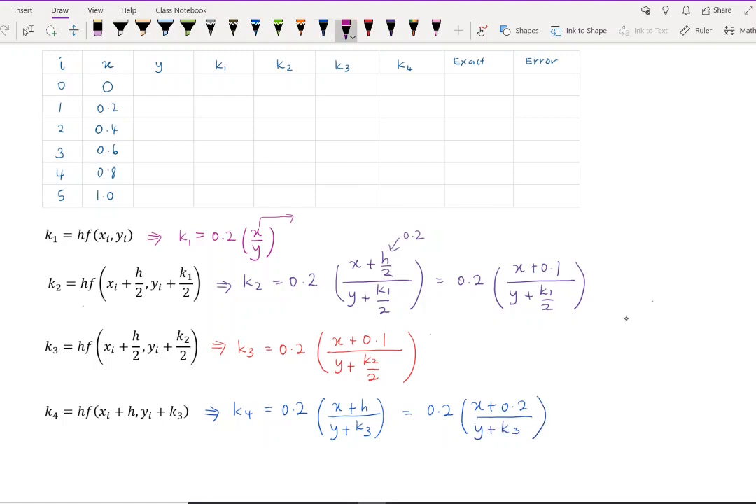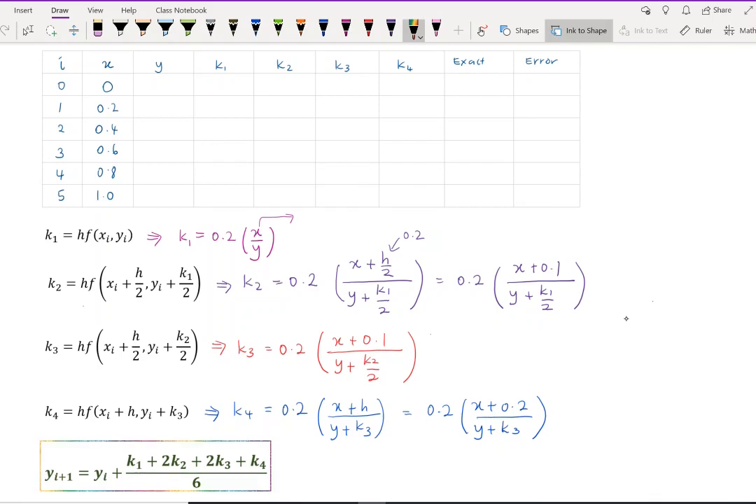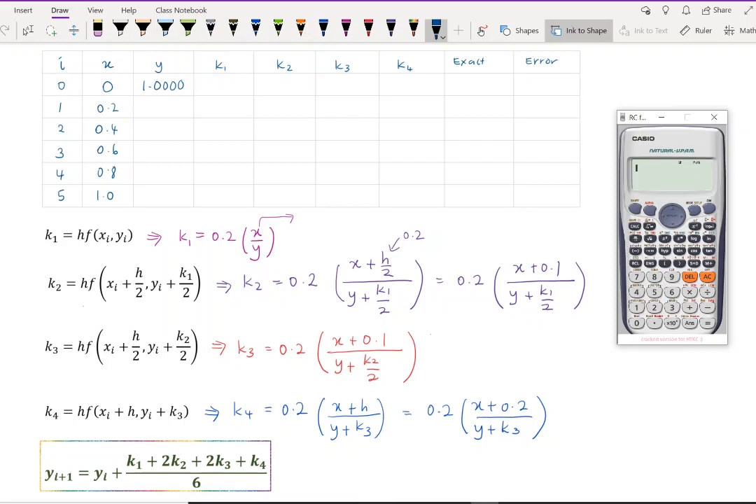And don't forget our predictor step, which involves the equation for y. We will use this equation to calculate and fill up the y column. Now let's get back to the table. For the first row, our y value starts with the initial condition y0 equals 1, so we write 1.0000. It's good to write in four decimal points. Then insert the equation of the corrector step for K1 first into the calculator.